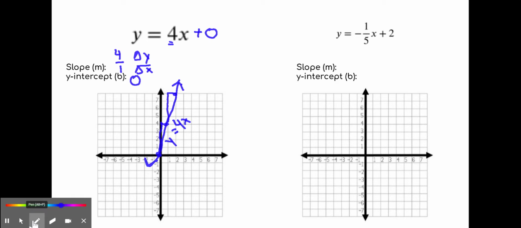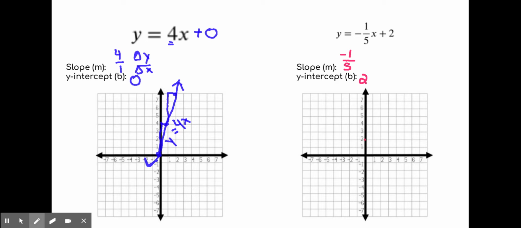You're welcome to try it on your own if you want, or you can do it with me. All right, so y equals negative 1/5 x plus 2. What's my slope? My slope is negative 1/5. I would move that negative into the numerator. They can't both be negative or it would be a positive fraction. Move it up. All right, the y-intercept is 2.